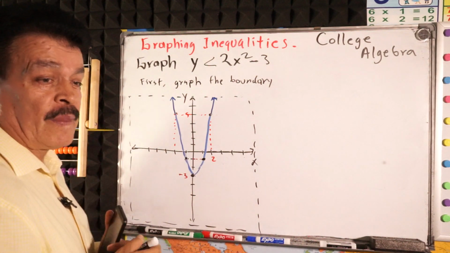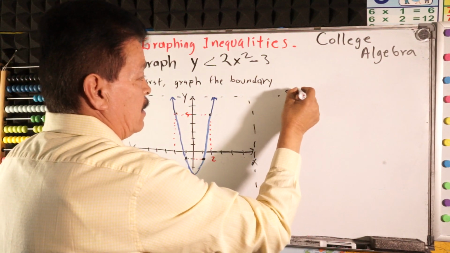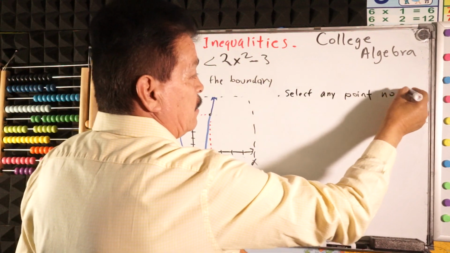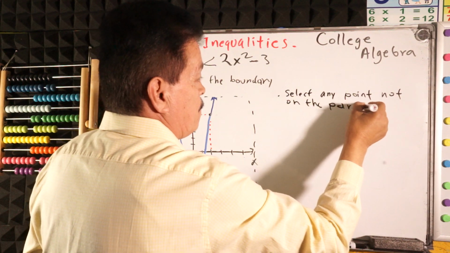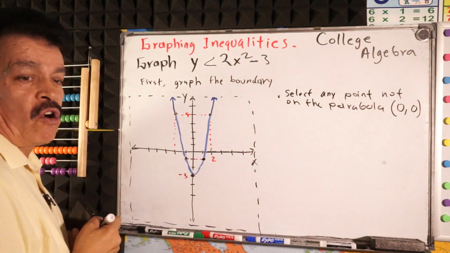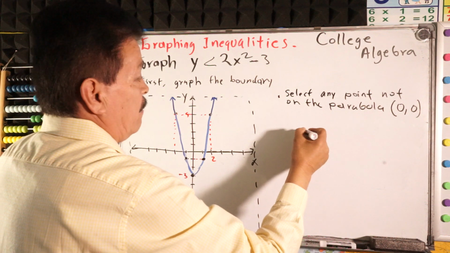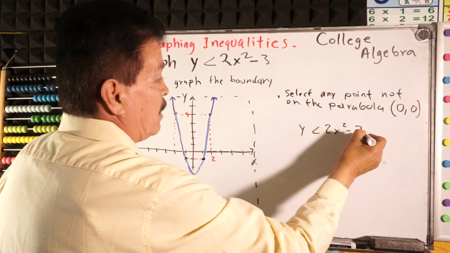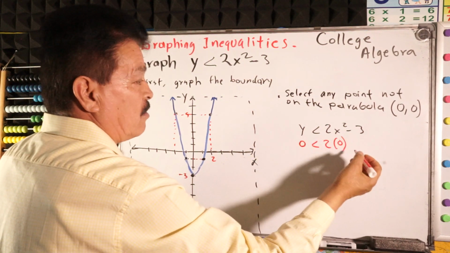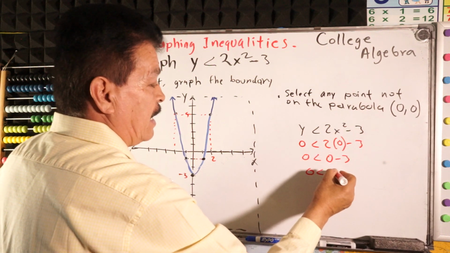Next step, select any point not on the parabola. So in this case, let's select (0, 0). And then let's see if this point satisfies the inequality or not. We have y less than 2x to the second power minus 3. So substitute that point: 0 less than 2 times 0 is 0, minus 3. So 0 less than negative 3.